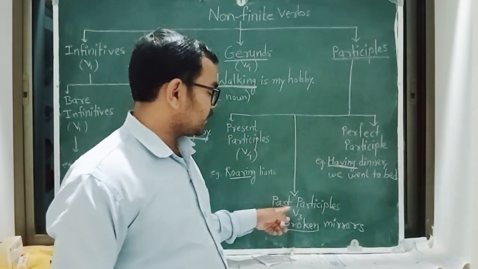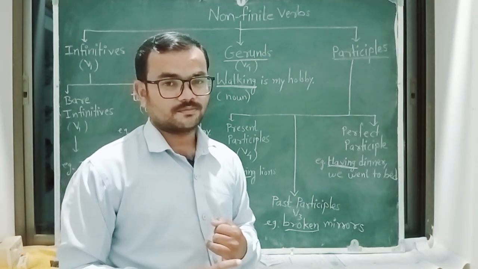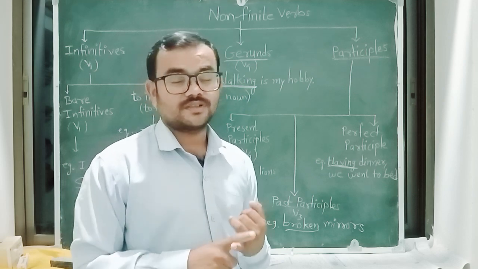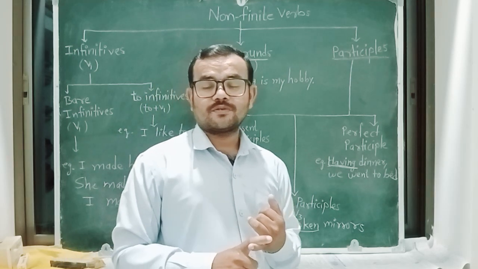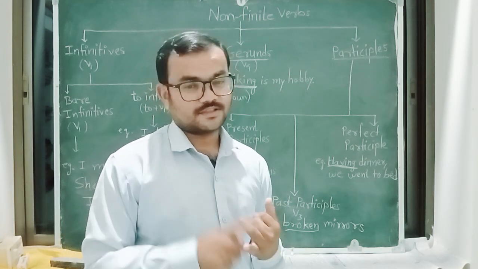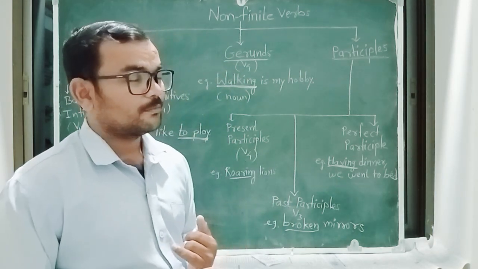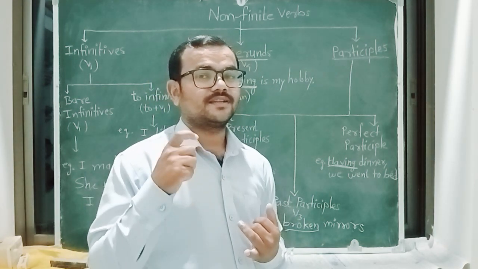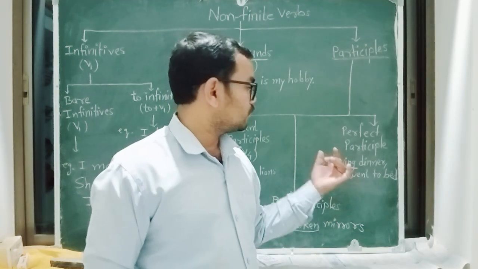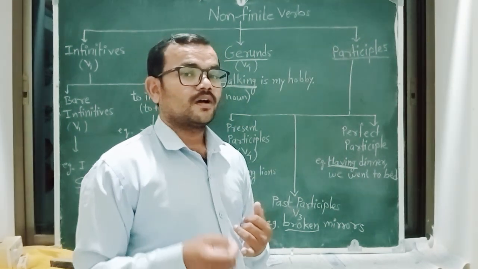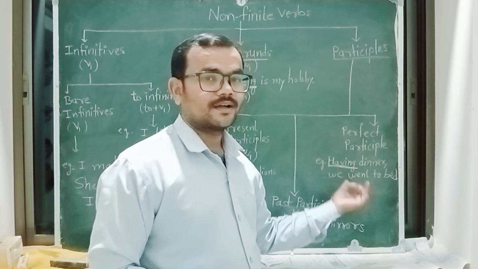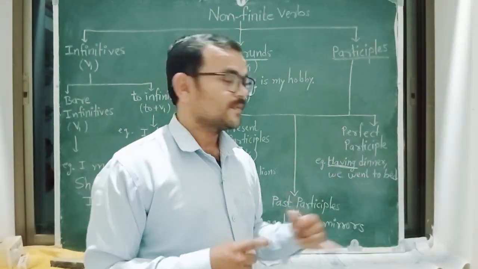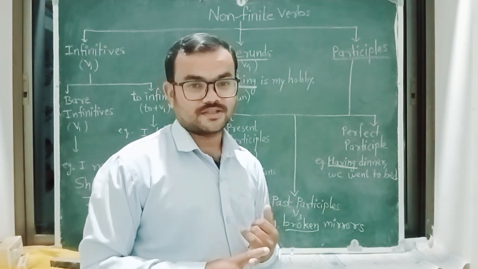Then the second type of participle is the past participle. So here, if the V3 form of the verb is acting as an adjective in the sentence, then that V3 form of the verb is known as a past participle. And the third type of participle is the perfect participle. Perfect participles indicate the completion of action, right? So perfect participles are formed with the help of the word having, right? Having dinner, completing, right? We went to bed, right? So over here, having indicates the completion of action, right?